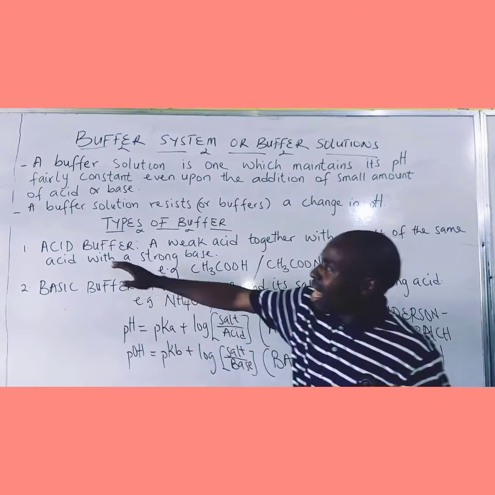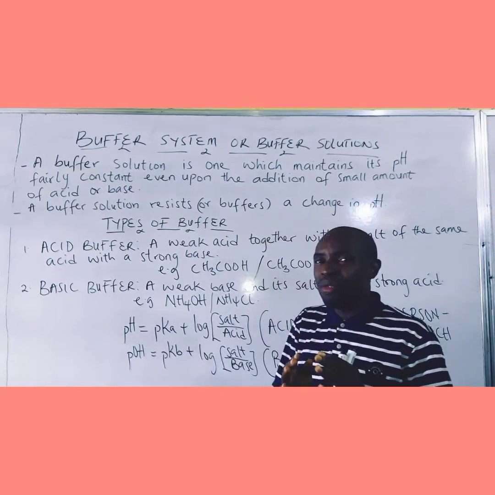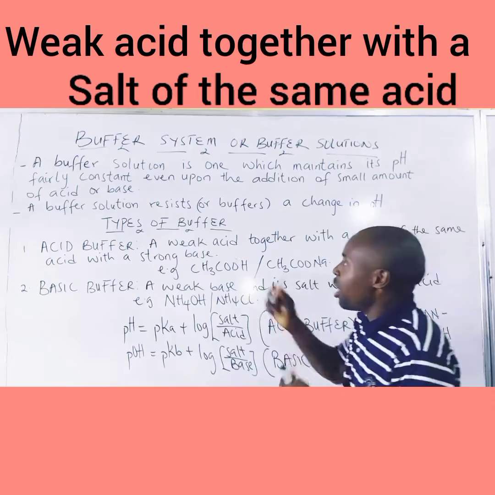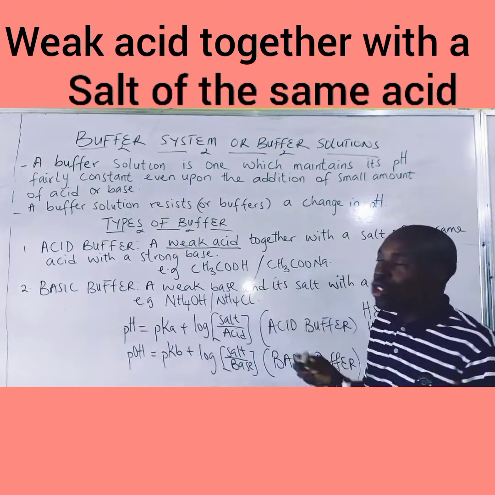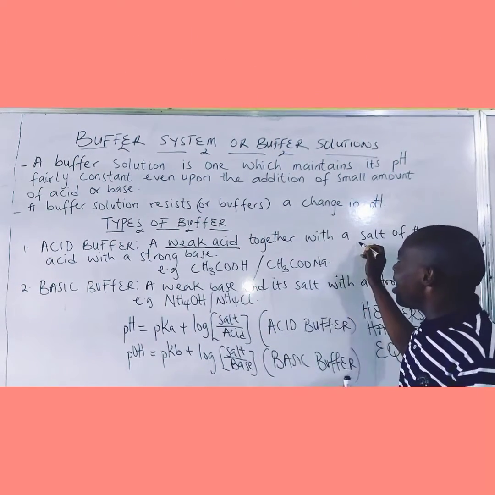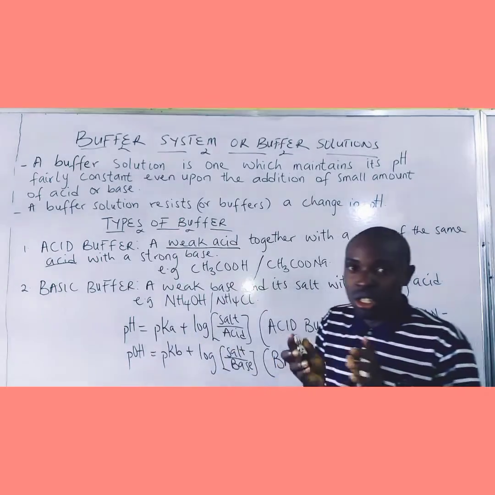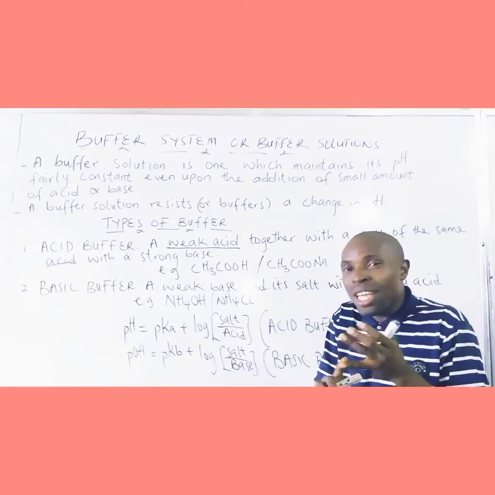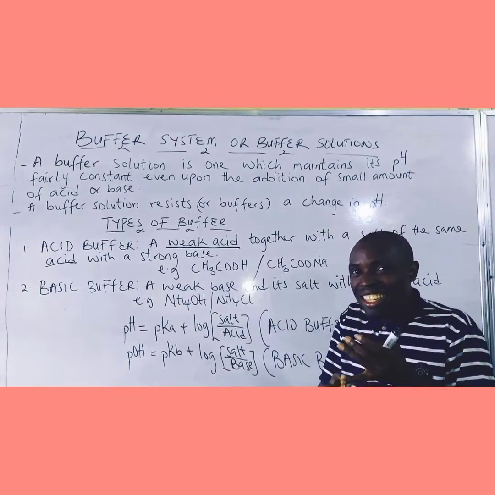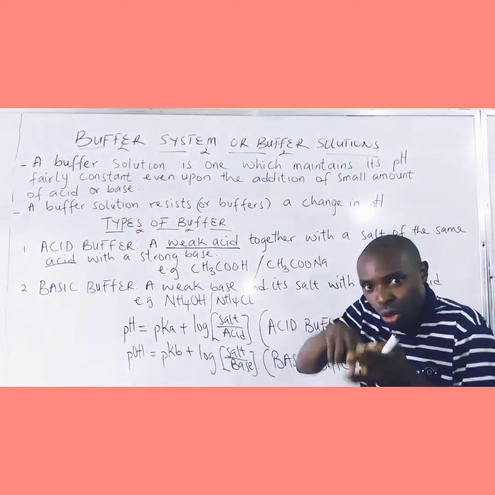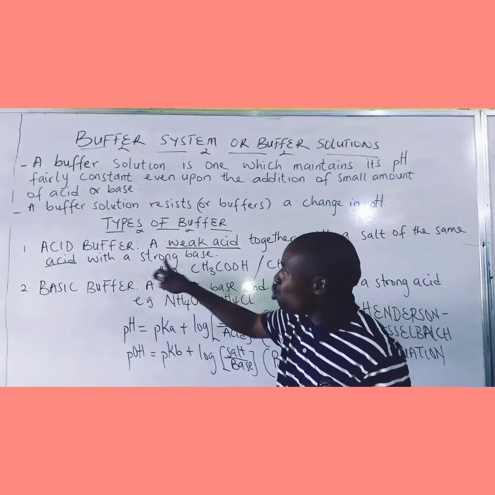Now, an acid buffer is a buffer which consists of a weak acid. Please take note, a weak acid together with a salt of the same acid. Take note, two things there. It consists of a weak acid and its salt, meaning the acid salt, with a strong base.